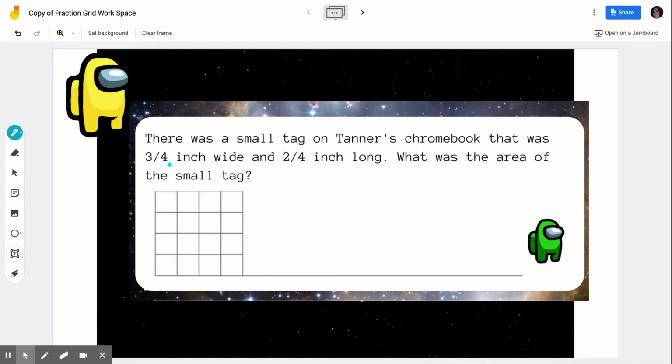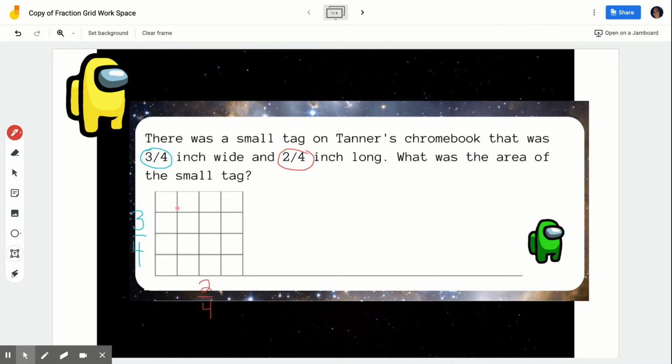What was the area of the small tag? So I already counted my rows and columns, and I have 4 of each. So these fractions are going to work for this model. So I'm going to label 3 out of 4 in blue, and that's how I'm going to represent my rows for this 3 out of 4, 3/4 of an inch. And I'm going to use, let's say, red to represent my columns, which was 2/4 of an inch, or 2 out of 4 columns. So I'm going to write that down here.